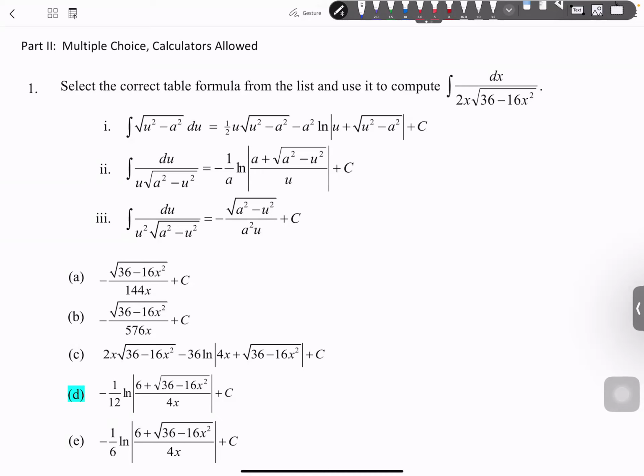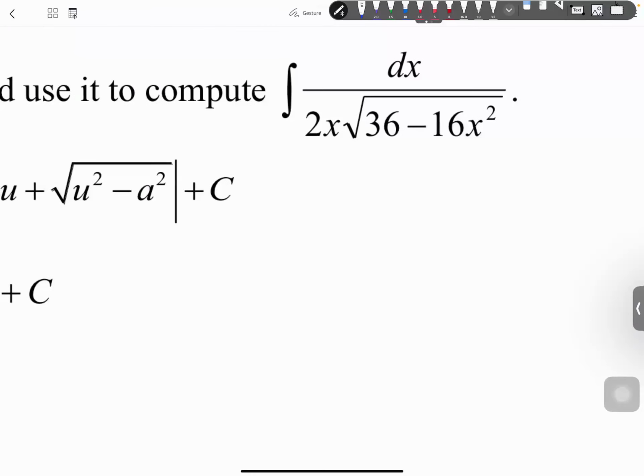All right. So this problem provides us with 3 tables, and we have to make a decision which one to use in order to solve the integral of 1 over 2x times the square root of 36 minus 16x squared dx. So we want to identify this problem. What I see is a variable here, so this is going to be a u term. This guy is a constant, typically an a term. And this contains an x squared, so this is going to be a u squared term, right?